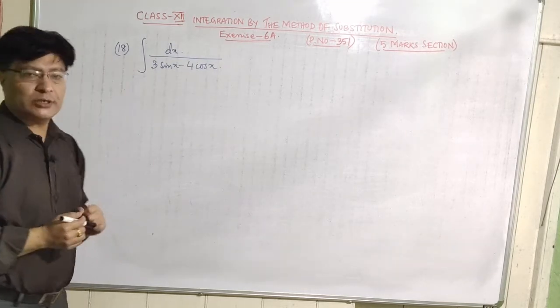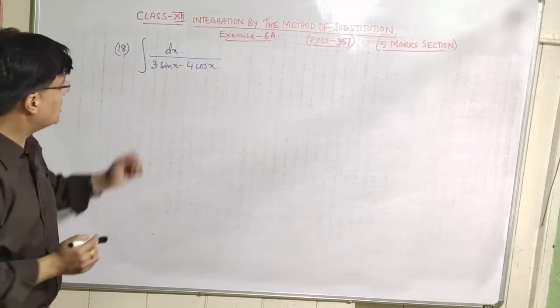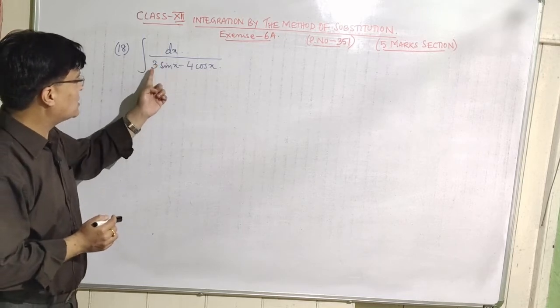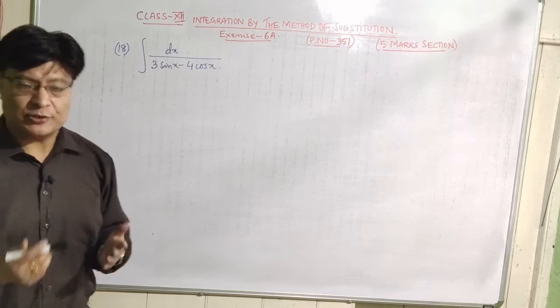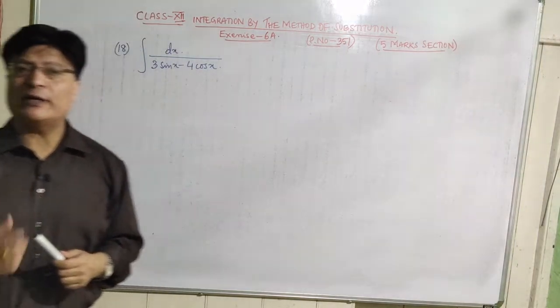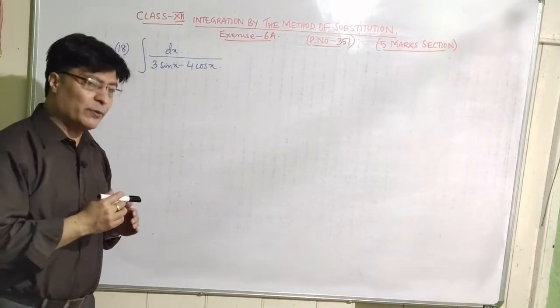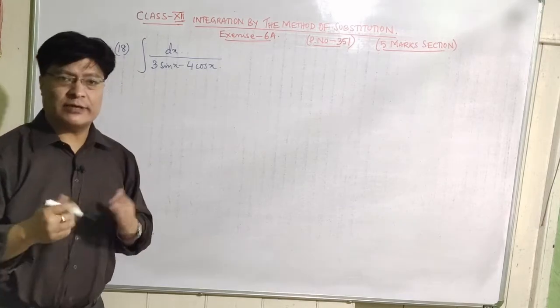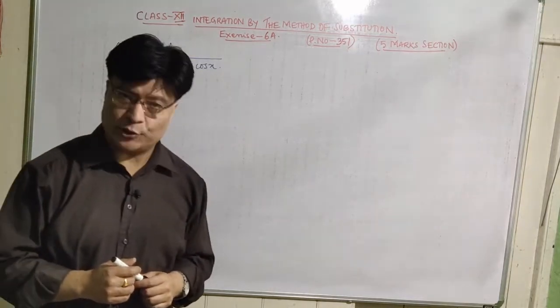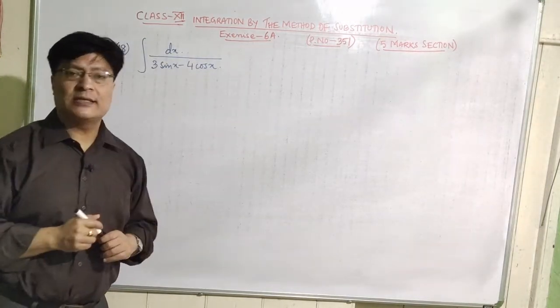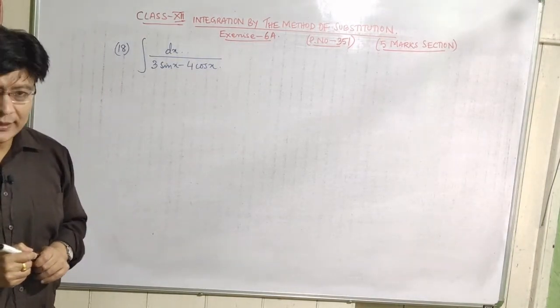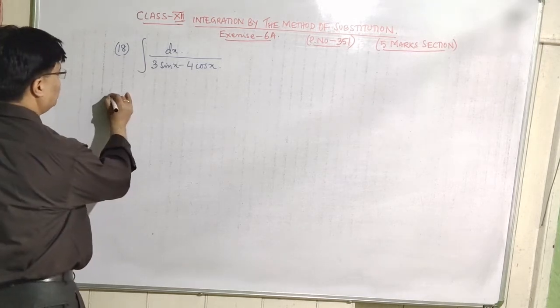So this is question number 18. You have to integrate the integral of dx divided by 3 sin x minus 4 cos x. So how can you evaluate this integral? We were doing this type of integration in the last online class also, and I told you the method how to integrate these integrals. Okay, so let us do this integration.